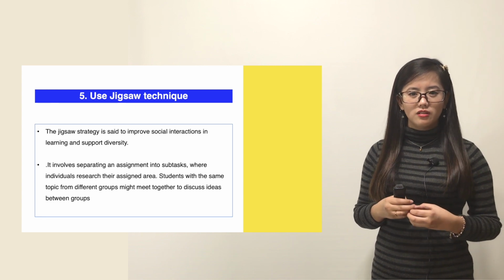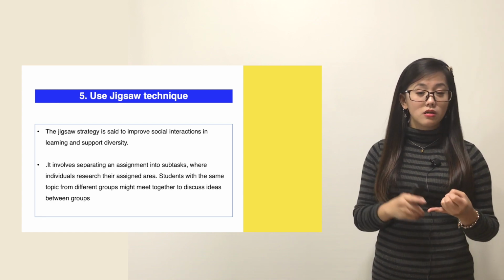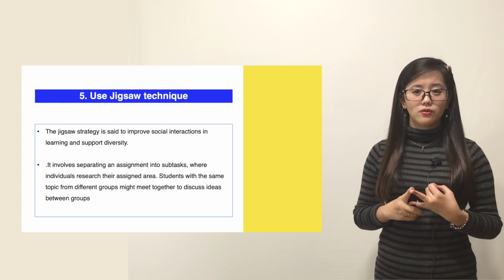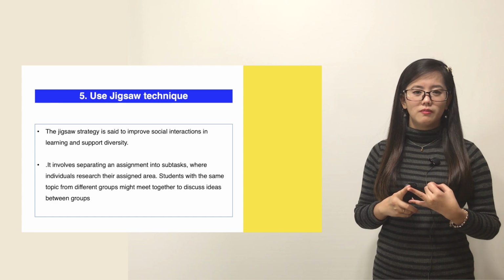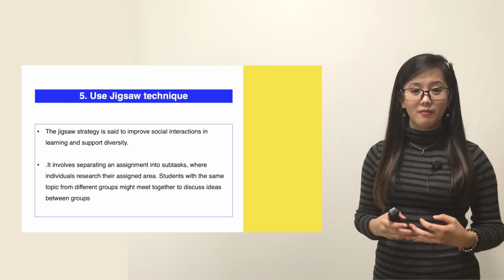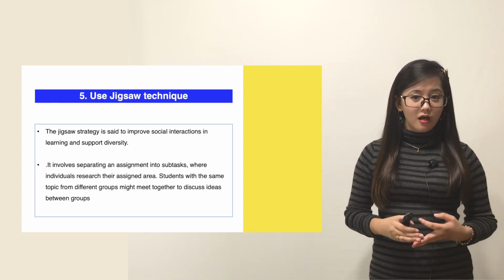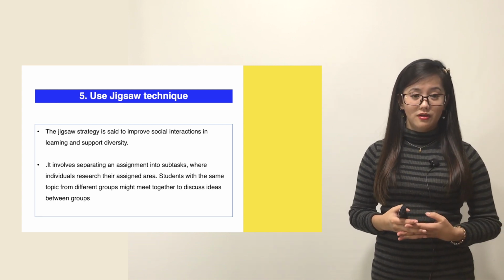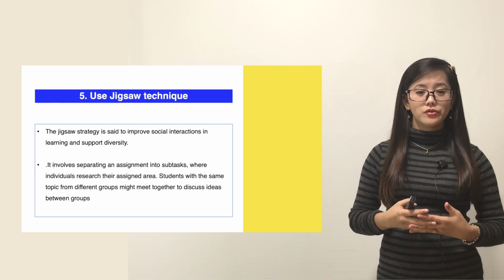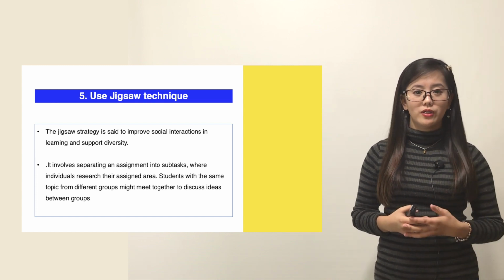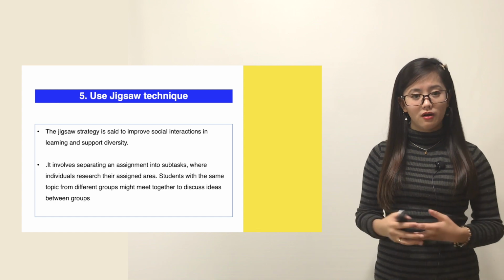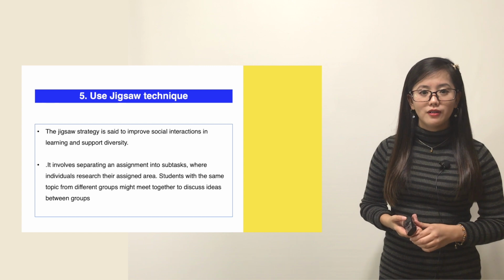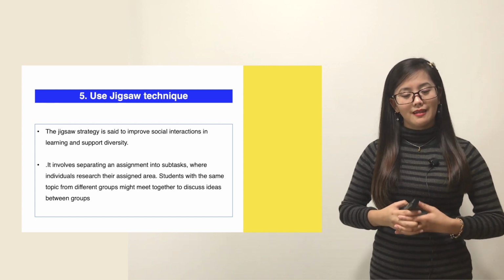These strategies include using clusters. They could also use buzz groups, and they could also use round robin, which is very common, and learning cells, if you are familiar with that. Fishbowl discussions are also good to incorporate when you are trying to use this kind of technique. Okay? So we have to use the jigsaw technique.